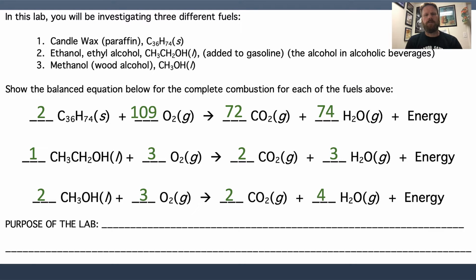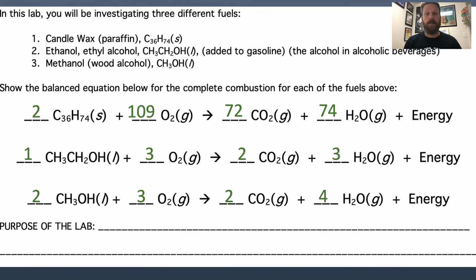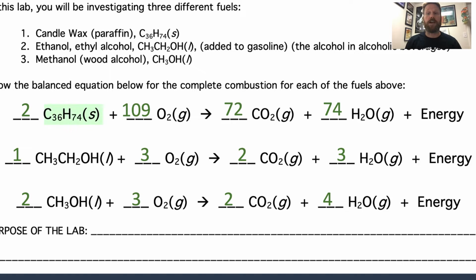As a class, we will investigate the combustion of 3 different hydrocarbon fuels: methanol, which has 1 carbon, ethanol, which has 2 carbons, and candle wax, which has 36 carbons. The combustion reactions for each fuel are written on the lab. Take the time to fill in the coefficients for each reactant and product in order to balance the reactions. Remember, a combustion reaction occurs when a carbon fuel reacts with oxygen gas to produce carbon dioxide, water, and energy.